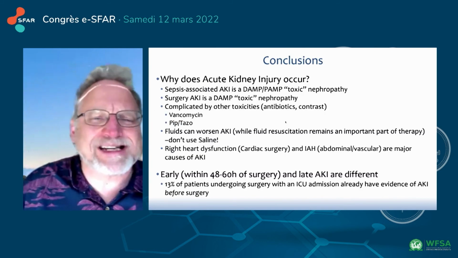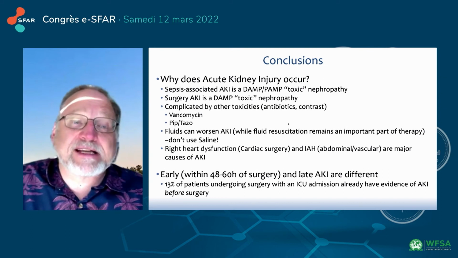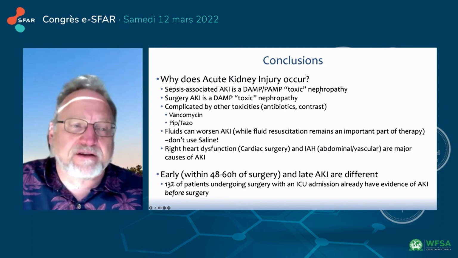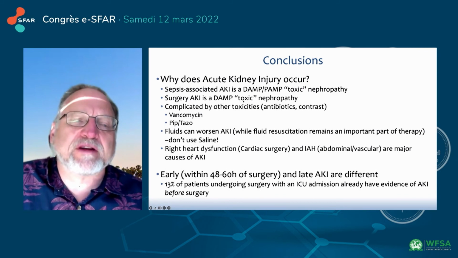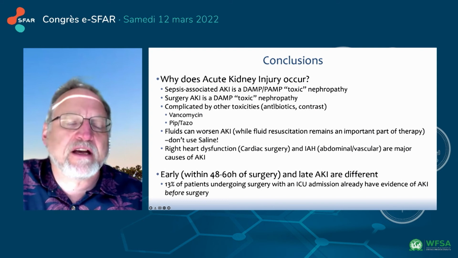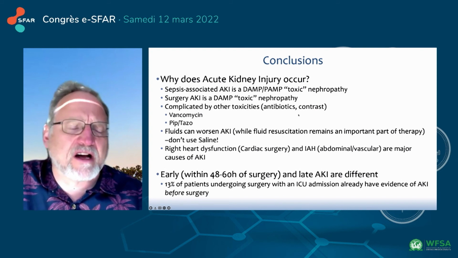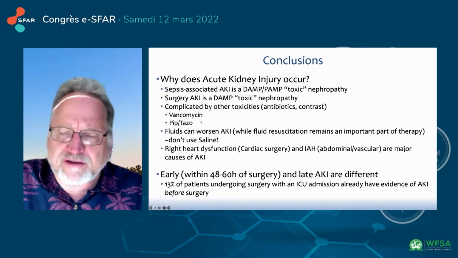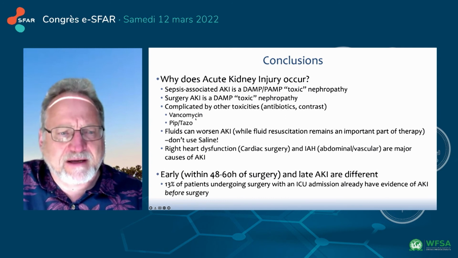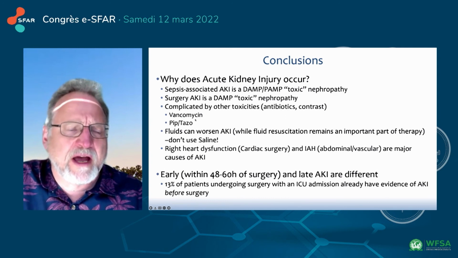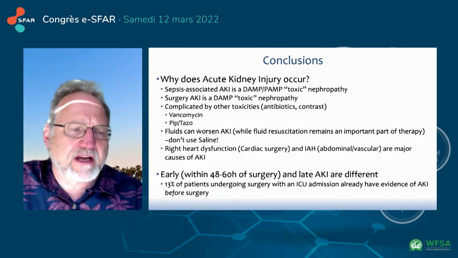So why does acute kidney injury occur? Well, sepsis-associated AKI is a DAMP, PAMP toxic nephropathy, and surgery-associated AKI is very similar. It's a DAMP or a toxic nephropathy, and it's complicated by other toxicities, antibiotics, contrast. Pay particular attention to certain medications such as vancomycin and piperacillin and tazobactam. These, and the combination of these two antibiotics, are clearly associated with a lot of acute kidney injuries.